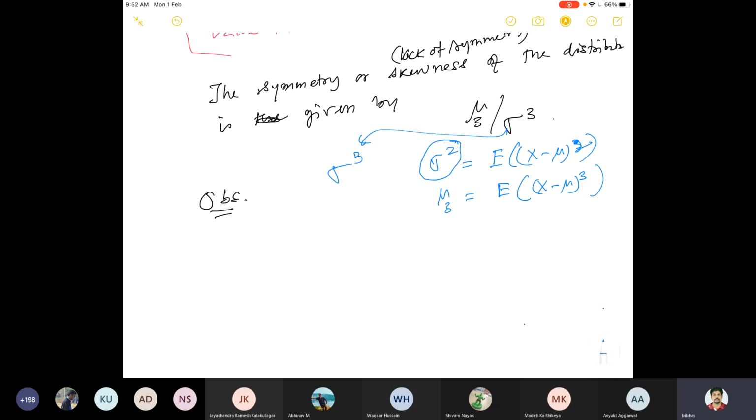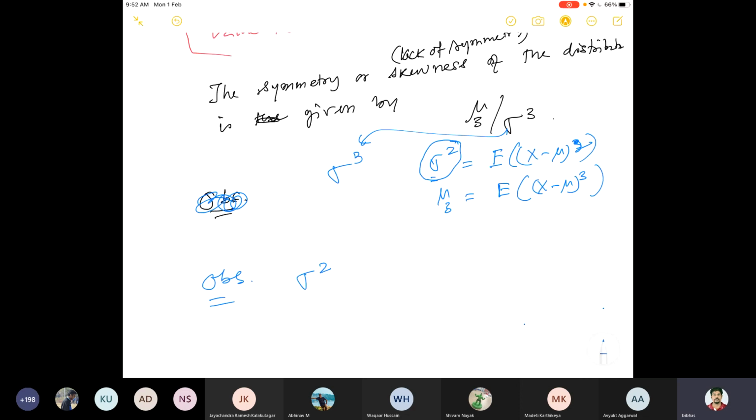Standard deviation raised to power 3. Yes, standard deviation raised to the power 3. Okay. And here it is sigma square. I thought maybe there is another notation where we just use sigma 3 instead of mu 3. Square for that, now. So that's why I asked this question. No, okay, I got it.